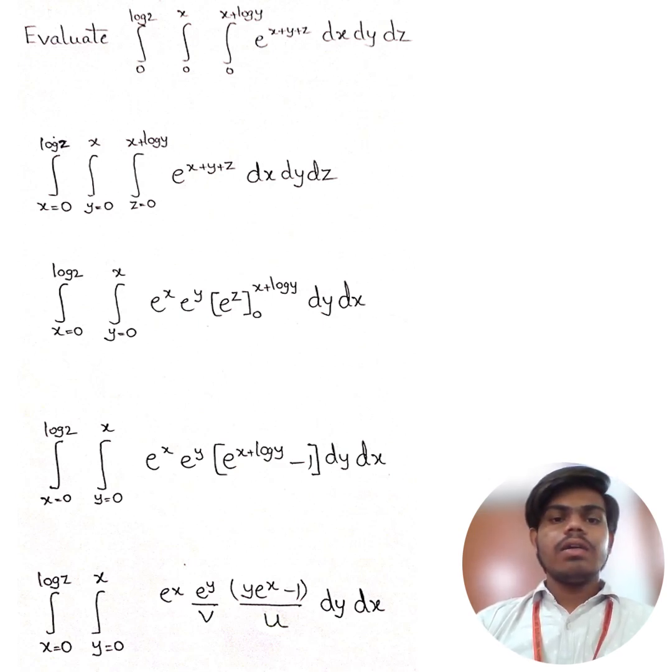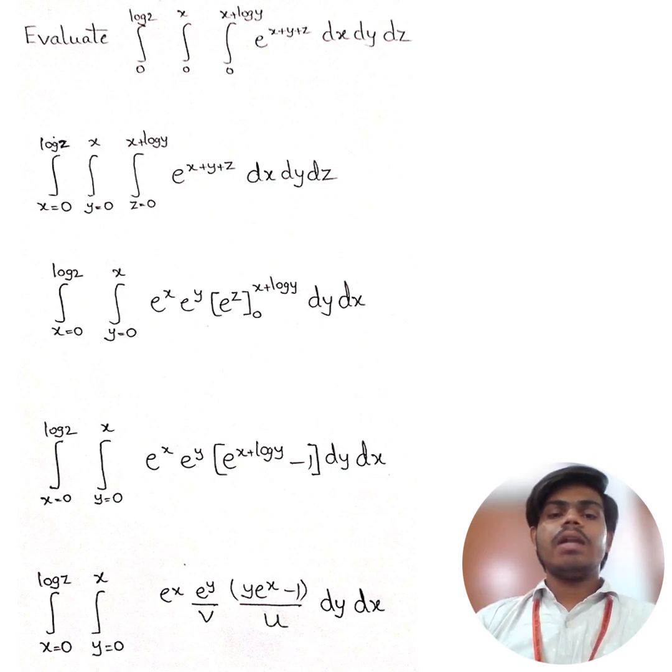Here we can assign values. Integration x is equal to 0 to log 2, integration y is equal to 0 to x, integration z is equal to 0 to x plus log y, e power x plus y plus z dx dy dz. Here there are three variables x, y and z, therefore it is called triple integration.